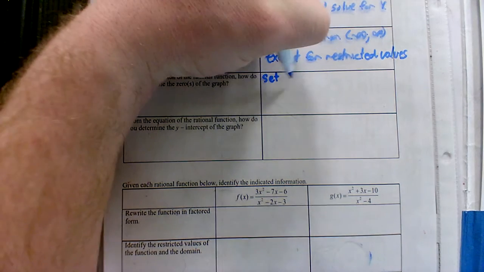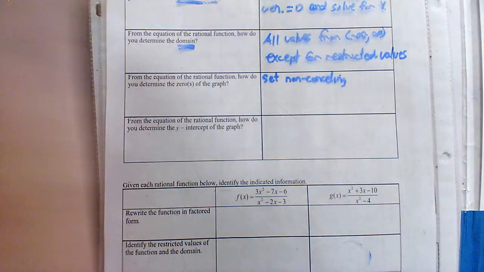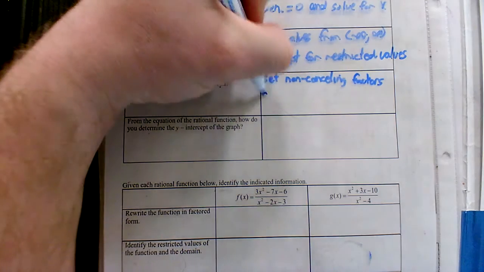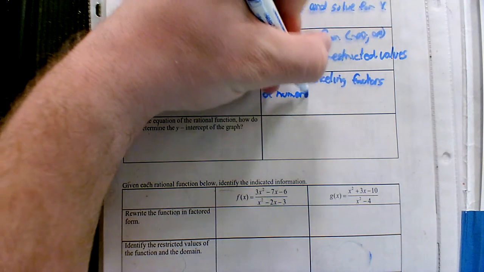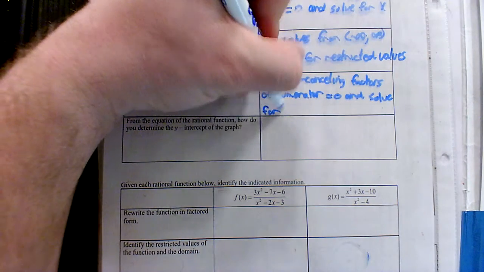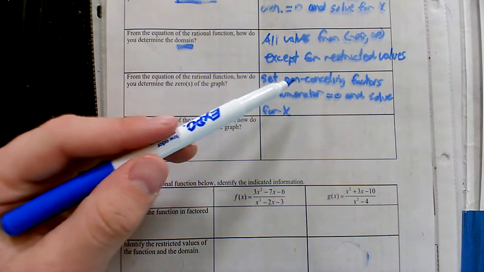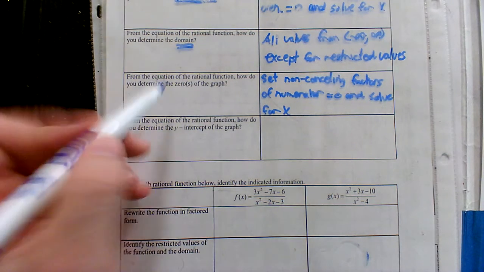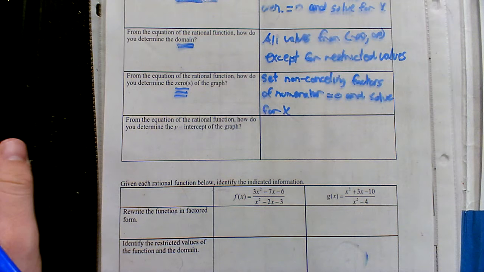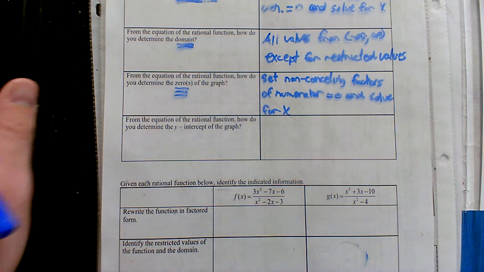So set non-canceling terms or non-canceling factors of the numerator equal to 0 and solve for x. So you only set the non-canceling factors of the numerator equal to 0 and solve for x. That's how you find the zeros. Again, we had a couple examples on the front where some of the factors canceled.